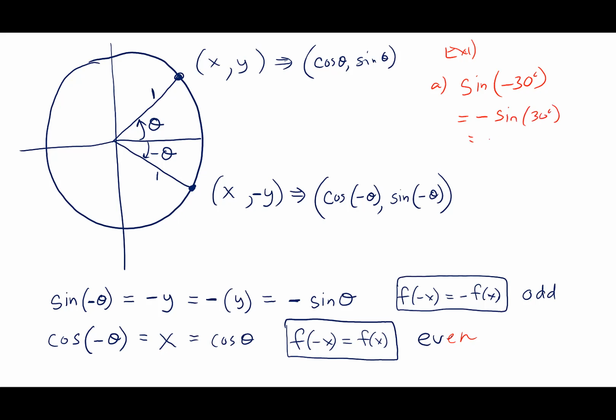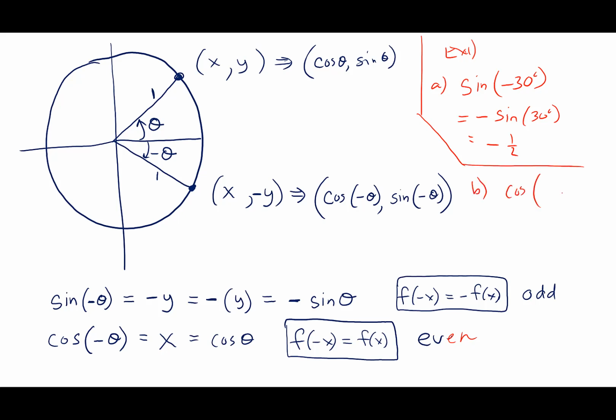Easy enough. And because of that, we just say, oh, sine of 30 degrees is 1/2 with a negative in front of it. Boom. What this allows us to do really is to get everything back to a positive angle, or back even to quadrant 1. So that's kind of the help that we get here. Okay, how about B?